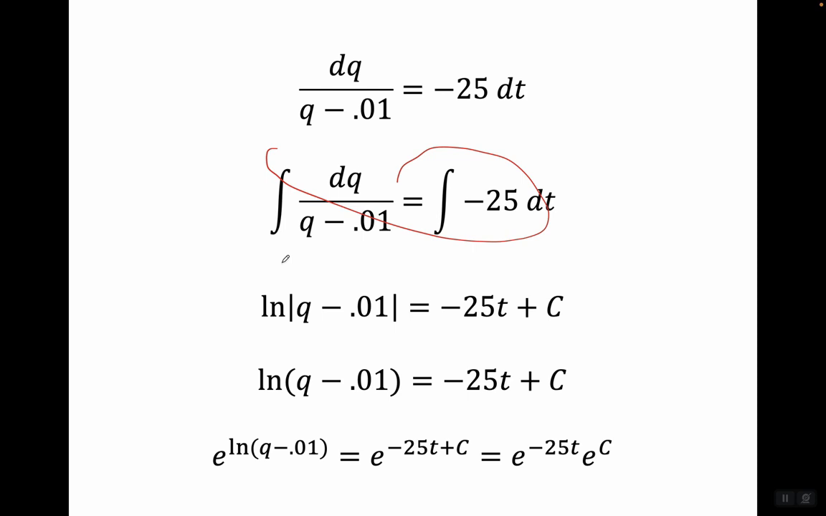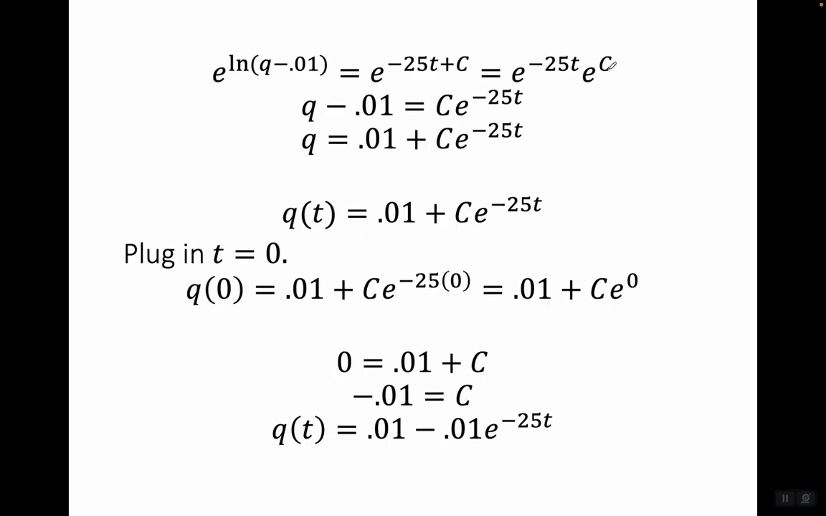You know what to do. We raise e to both sides so we can isolate the Q. E to the natural log of Q minus 0.01 is e to the negative 25t plus C. We can break that up using the law of exponents as e to the negative 25t times e to the C. Okay, so e to the C is just a constant, so we're just going to call that constant C. So e to the natural log of Q minus 0.01 is just Q minus 0.01. So we have Q minus 0.01 equals C e to the negative 25t. Add 0.01 to both sides, and we get Q equals 0.01 plus C e to the negative 25t.